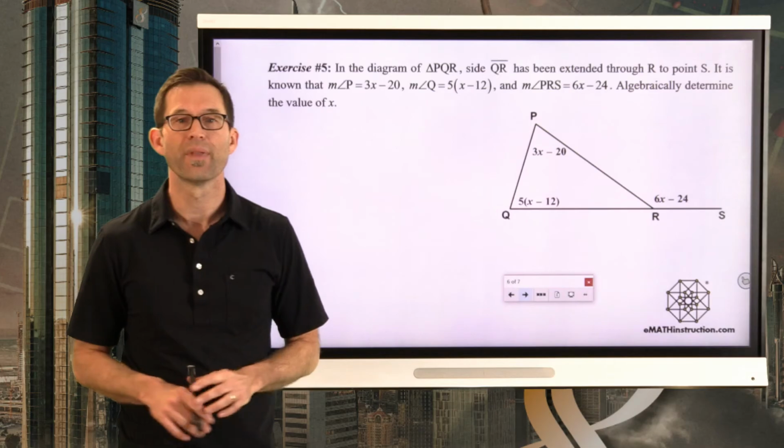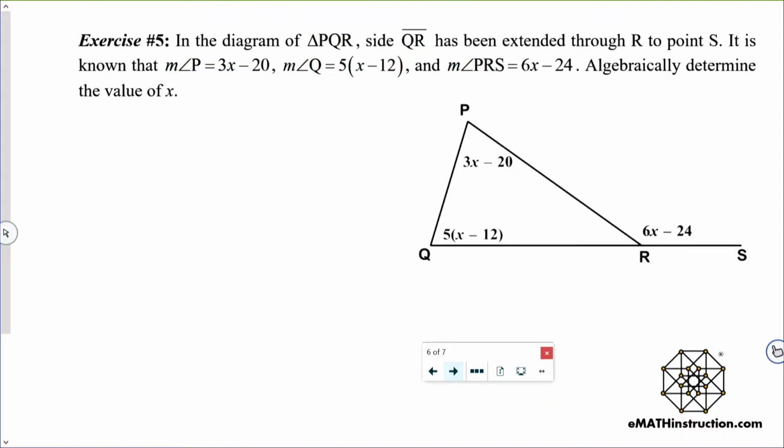All right, here we go, exercise number 5. In the diagram of triangle PQR, side QR has been extended through R to point S. It is known that the measure of angle P is 3x minus 20, the measure of angle Q is 5 times the quantity x minus 12, and the measure of angle PRS is 6x minus 24.